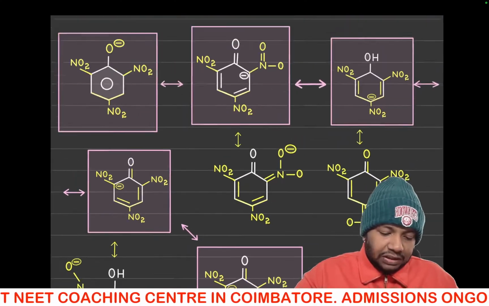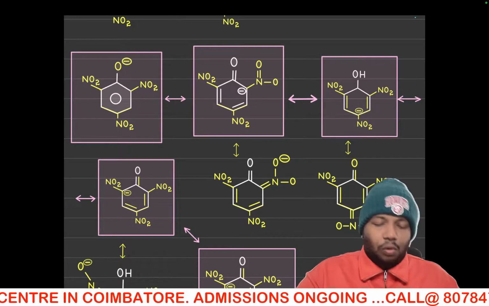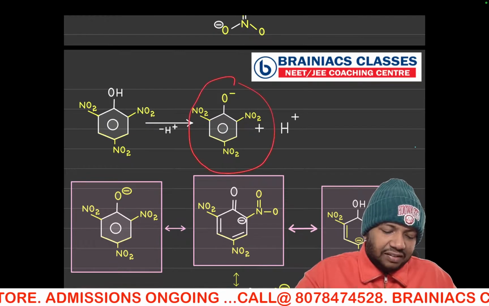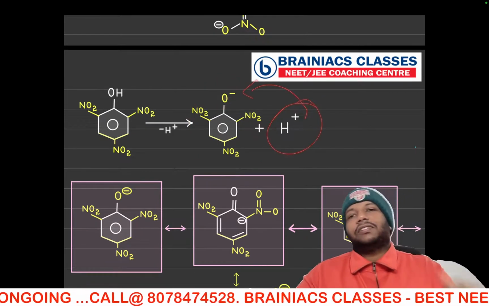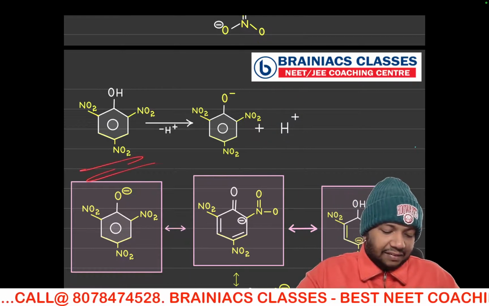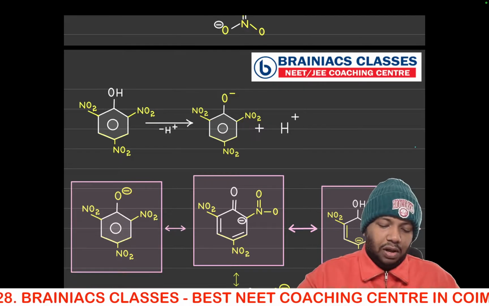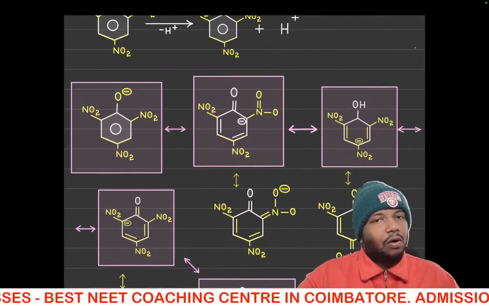And also the 3 NO2 groups are pulling the electrons in such a way that the oxygen atom has very little charge density, so it will not attract the H plus very fast. So this is highly acidic. We can call this 2,4,6-trinitrophenol. Very important: this is something called picric acid, a highly acidic compound.